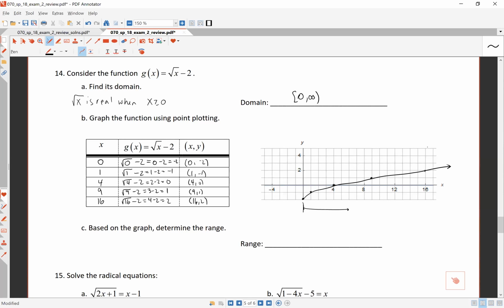Based on the graph, determine the range. We see here that the graph starts with y values of -2 and goes up from there, giving us a range of -2 to positive infinity.